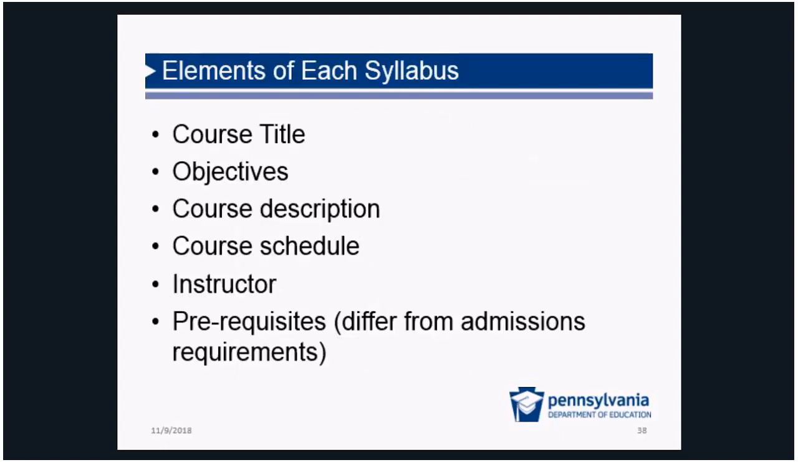All syllabi must include the course title, the objectives, the course description, the course schedule, the name of the instructor or a blank space for the name of the instructor, prerequisites for the course, and please note that prerequisites are different from admission requirements. Admission requirements are what the student needs to have in their background in order to be admitted to the school, to the program. Prerequisites are courses in your program that the student has to take before they take this course.